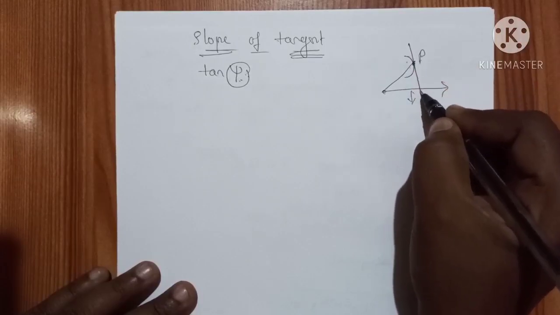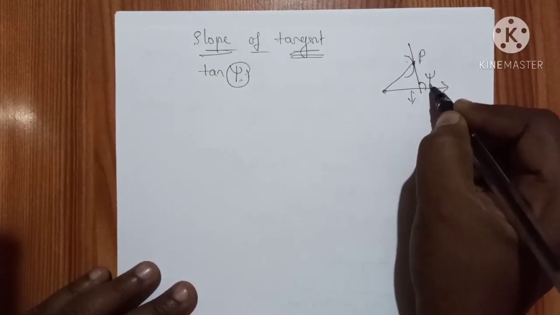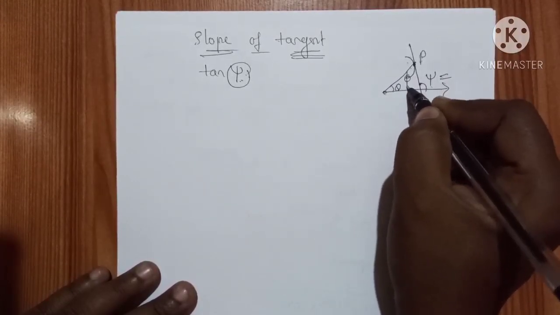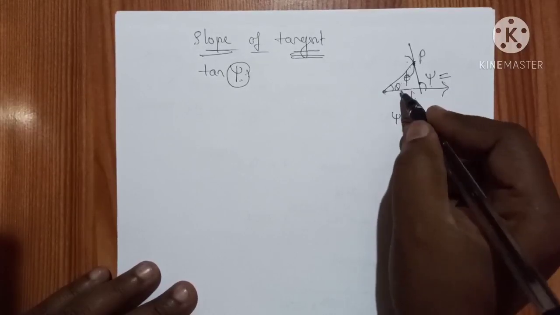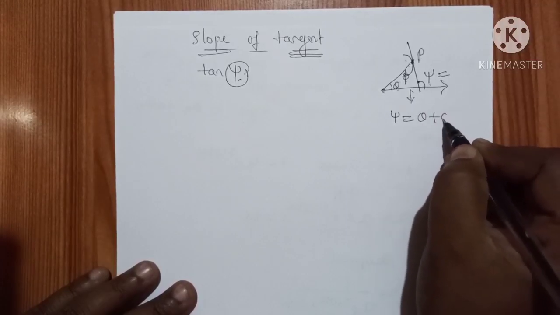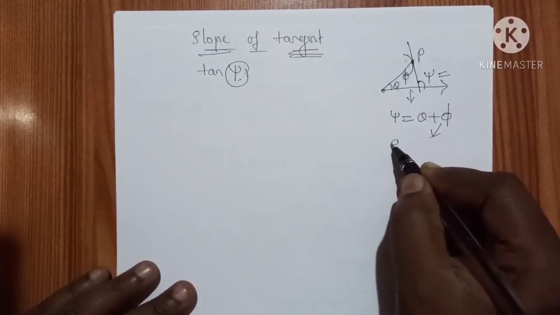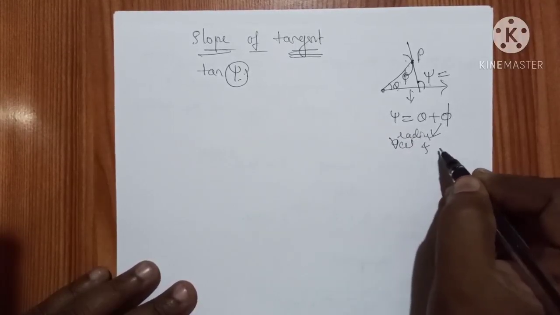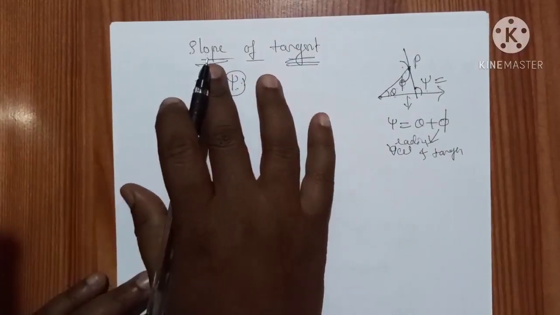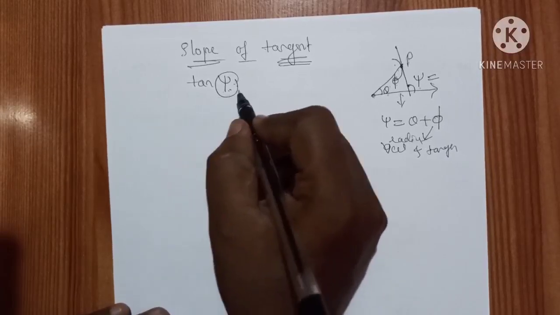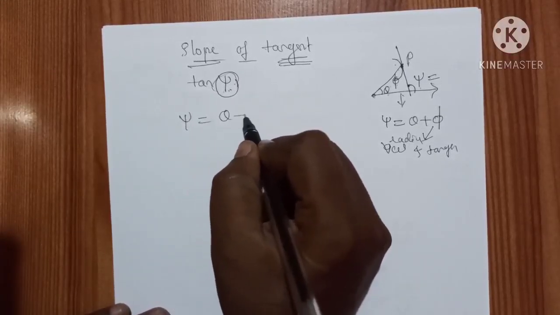So if I draw the tangent, here this angle is known as psi, and it is given by, so this angle is theta and this is phi. This psi is given by the sum of the opposite interior angles. So that is theta plus phi. Phi means it is the angle between the radius vector and tangent. Okay, now the slope of the tangent is given by tan psi, and this tan psi is obtained by theta plus phi.